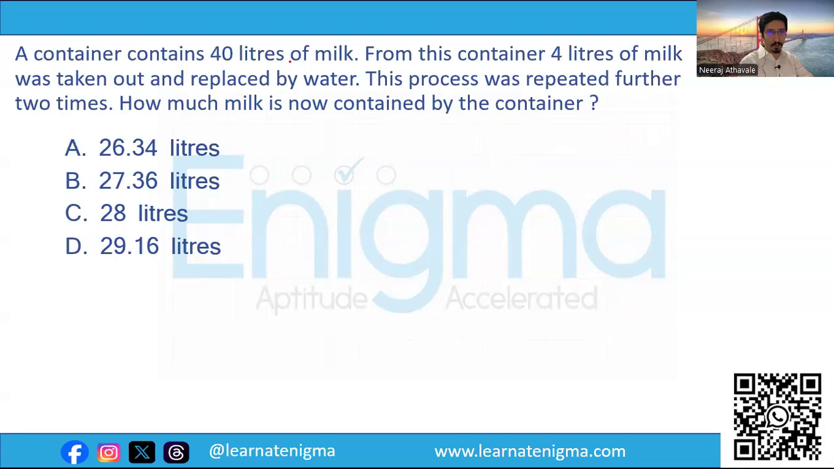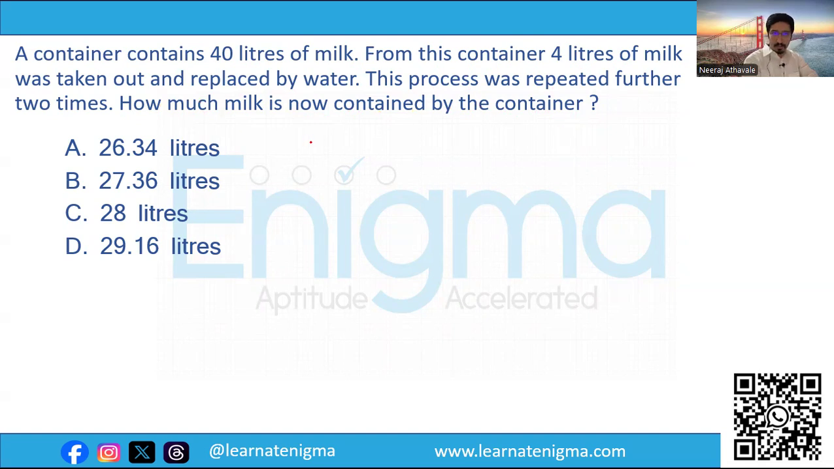A container contains 40 liters of milk. From this container, 4 liters of milk was taken out and replaced by water. This process was repeated further 2 times. How much milk is now contained by the container?